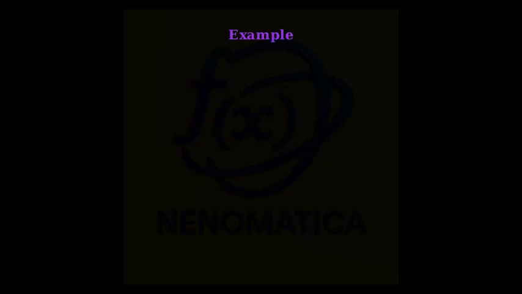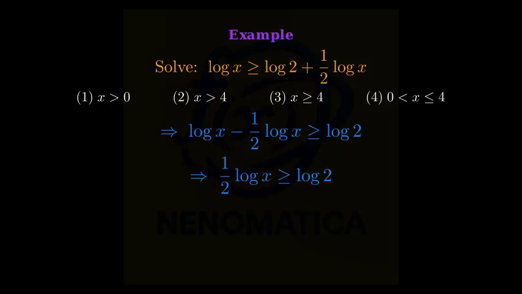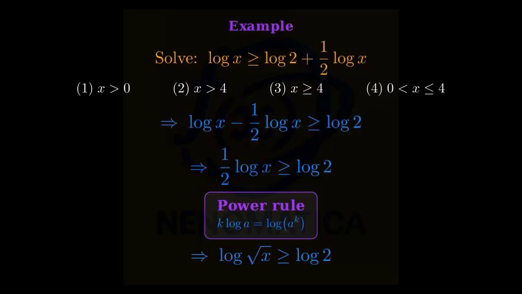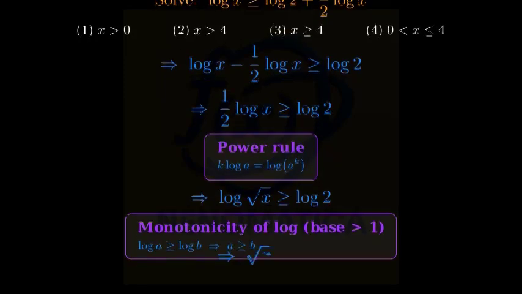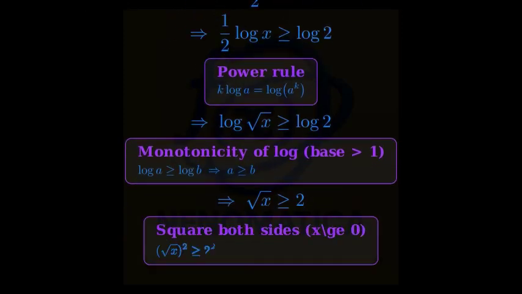In this lesson, we will solve a logarithmic inequality exactly following the steps shown in the source solution. Here is the example and the multiple choice options. Step 1. Move 1/2 log x to the left side. Step 2. Combine the like logarithmic terms. Step 3. Use the power rule of logarithms to bring the 1/2 inside as an exponent. Step 4. Because the base of the logarithm is greater than 1, we can drop the logs and compare the arguments directly. Step 5. Square both sides to solve for x.